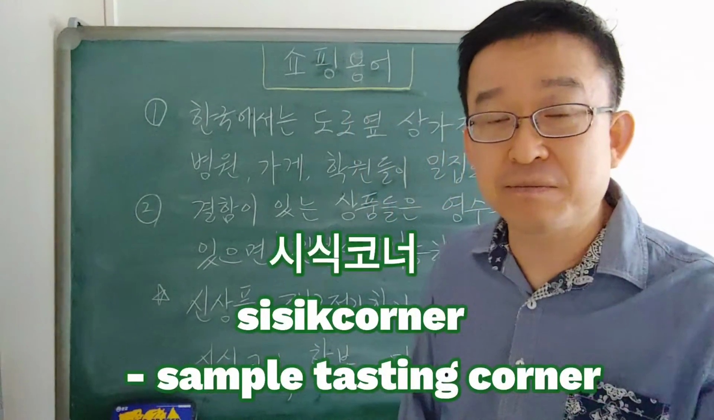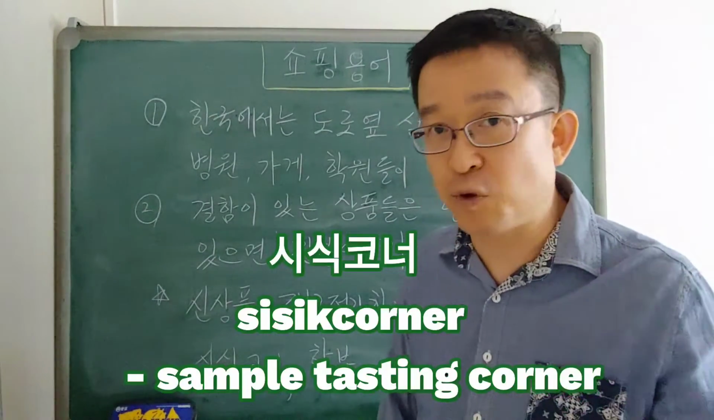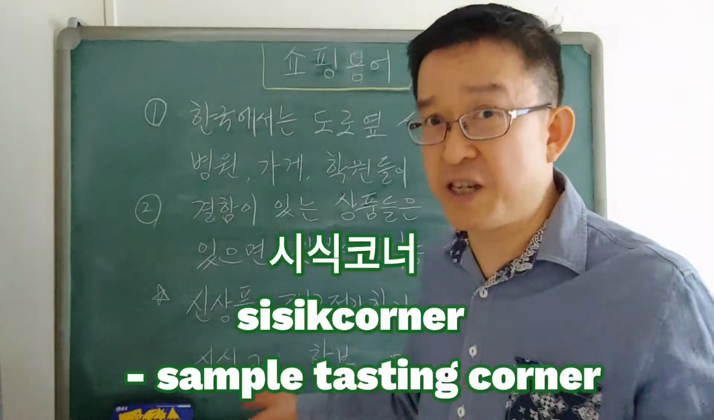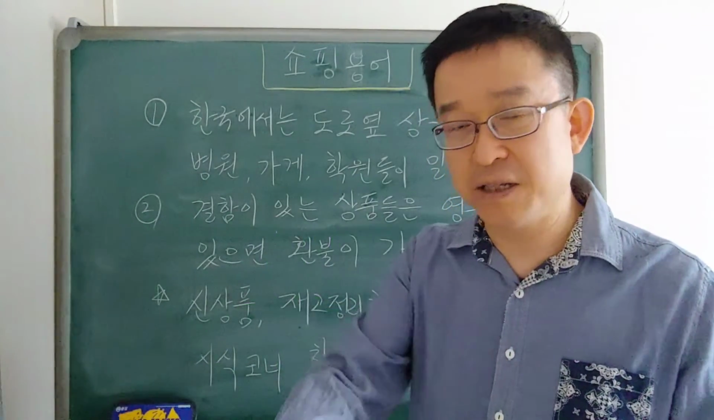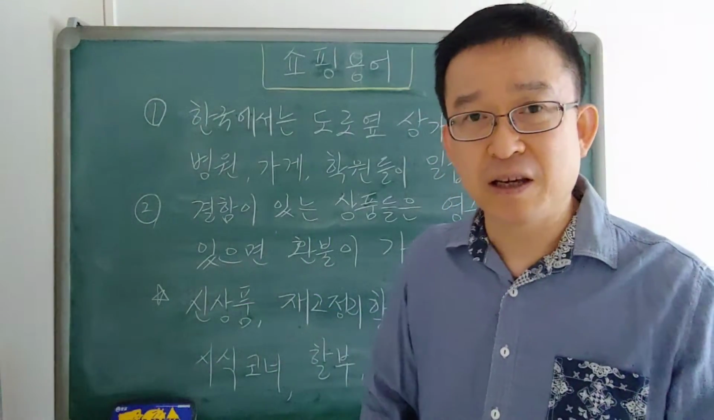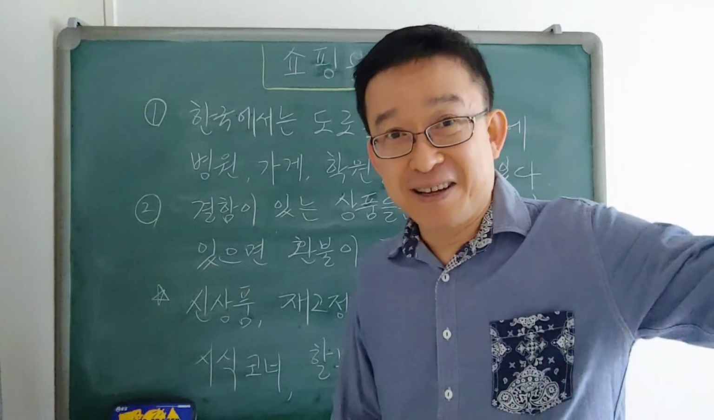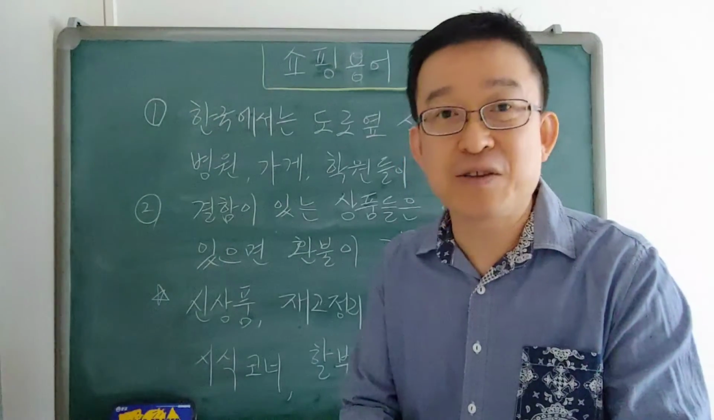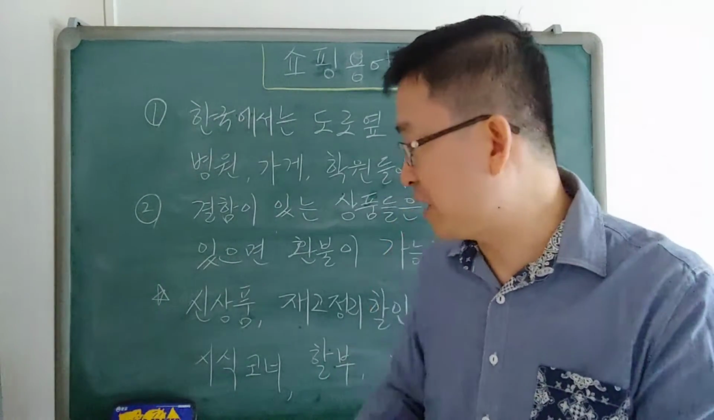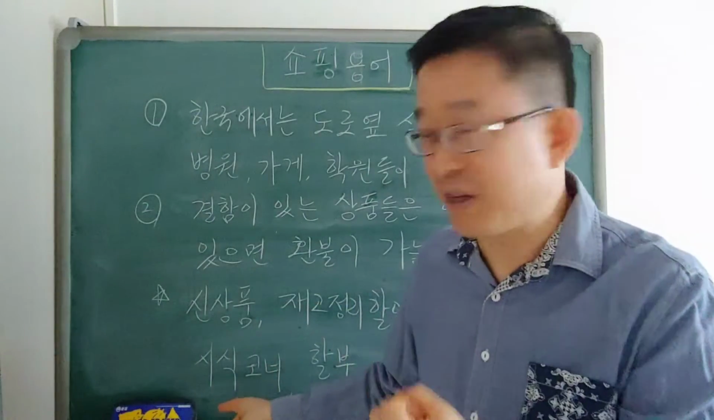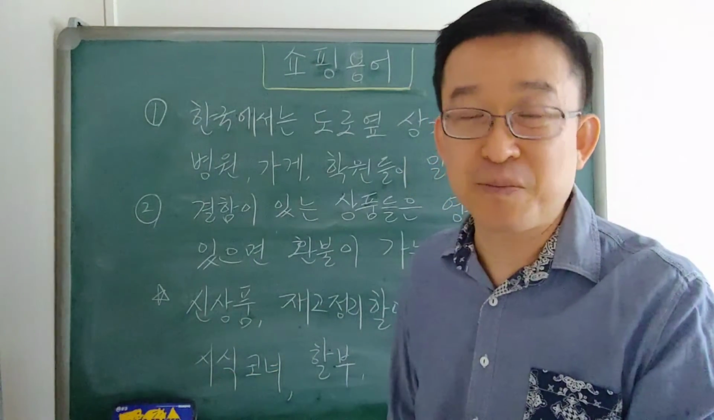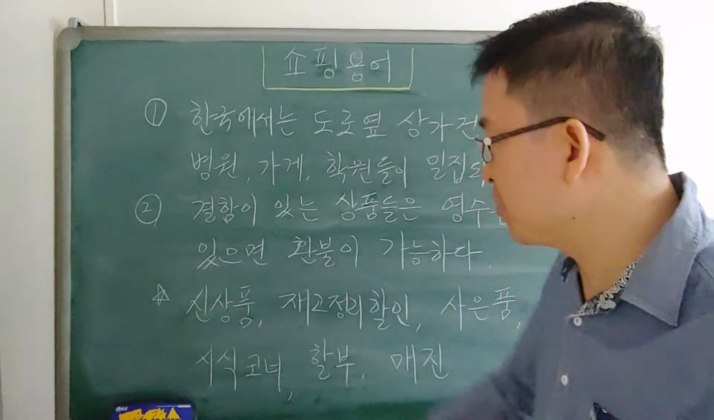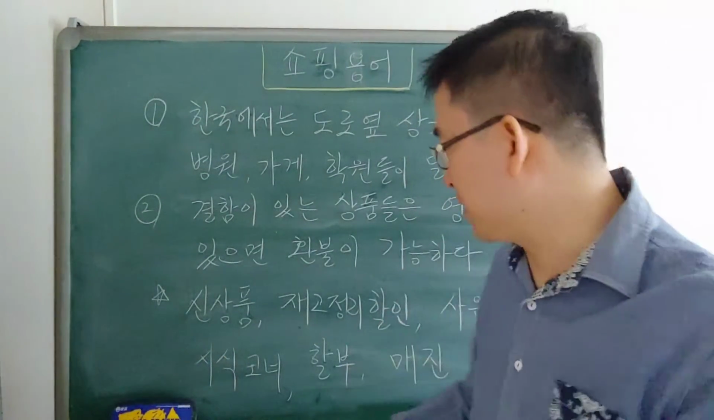시식 코너. If you come to a Korean market like 롯데마트, Emart, Home Plus, there are a couple of 시식 corners. Some ladies are cooking something, and when you pass by, they say, "Sir, come here, please try this. It's free." You taste the food a little bit, and if you like it, you buy it. But if you don't like it, you don't have to buy it. So 시식 means tasting.